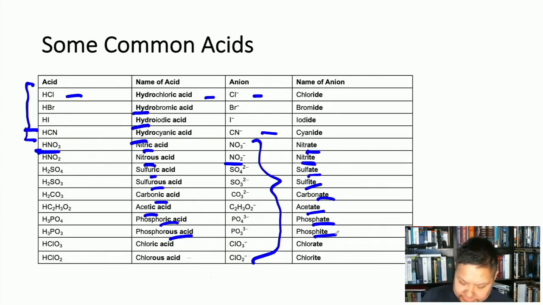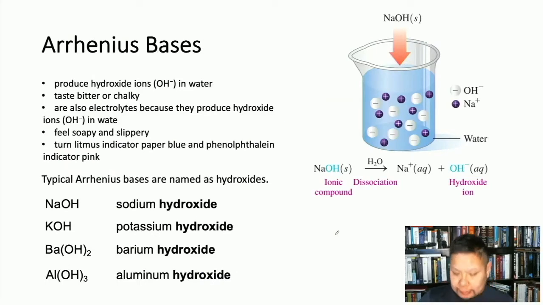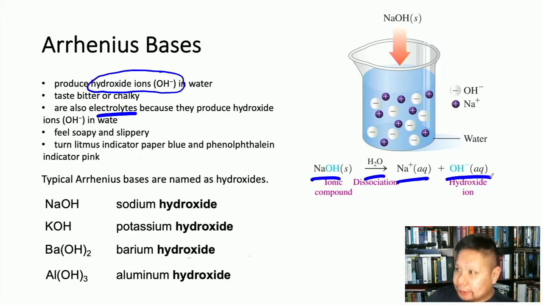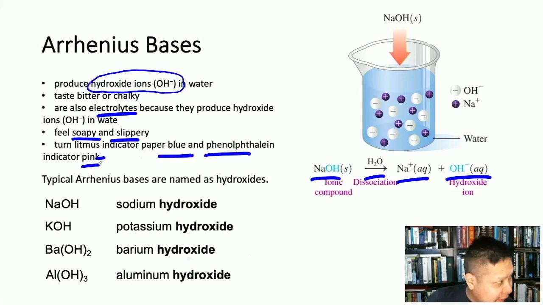So that's Arrhenius acids. So let's talk about Arrhenius bases. Arrhenius acids donate protons into water, but Arrhenius bases donate hydroxide ions, or OH minuses, into water. Again, these are electrolytes because when they dissolve in water, the solid, for example sodium hydroxide, becomes the positively charged sodium ion and the negatively charged hydroxide ion. So it's definitely an electrolyte. They feel very slippery and soapy, and they turn indicator paper blue and phenolphthalein pink.